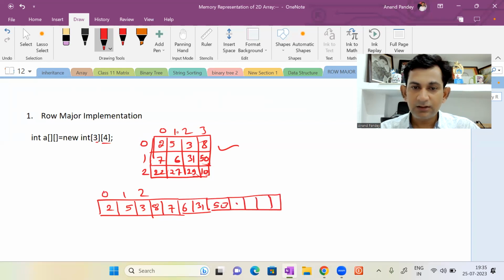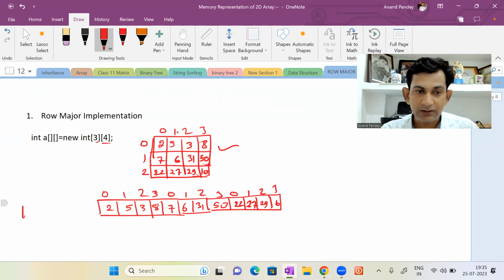What are those? 22, 27, 29, and 10. This is row major implementation: the elements of the first row, the elements of the second row, the elements of the third row. Got it? And if the implementation is column wise, that is called column major implementation. In that case, the elements will be allocated in memory in linear form, column wise.